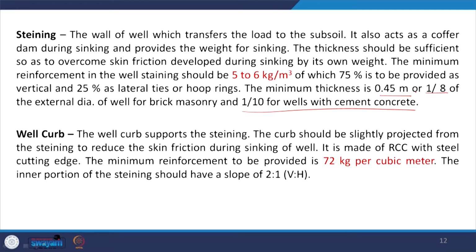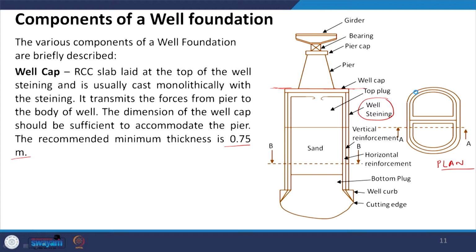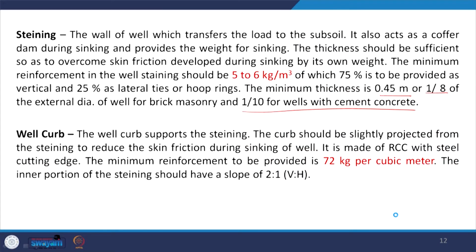So, this was the main body of the well steining. Then the well curb, which is used for cutting. So, you could see here this is the cutting edge and the well curb is here, shown with this arrow. So, that is used for cutting, and then pushing soil inside and going ahead. So, the well curb supports the steining. The curb should be slightly projected from the steining to reduce the skin friction during sinking of the well. It is made of RCC with a steel cutting edge.